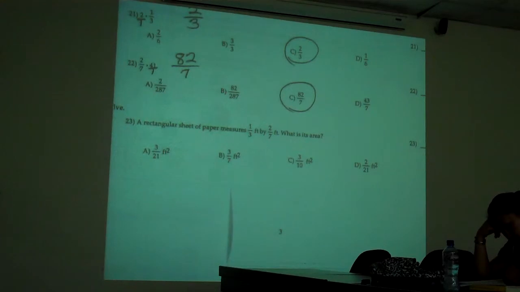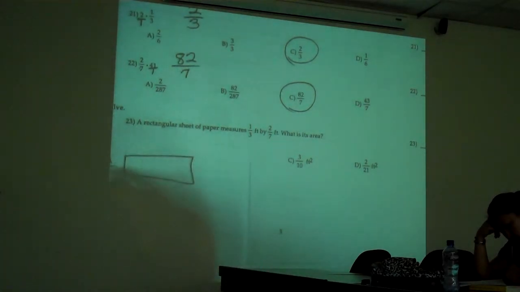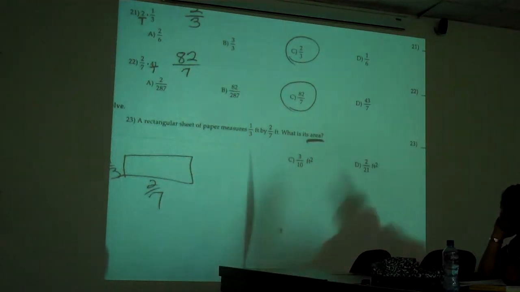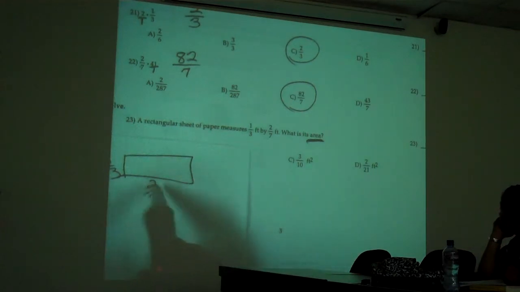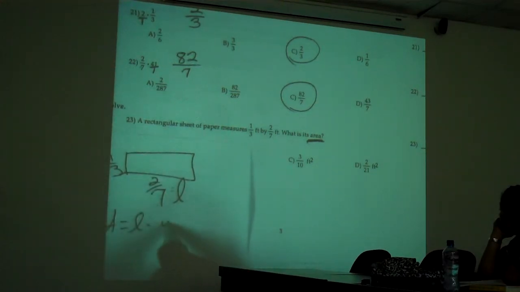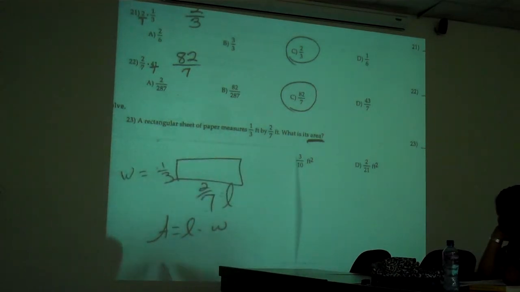Okay, a rectangular sheet of paper measures 1/3 by 2/7. What is the area? How do you find the area of a rectangle? Multiply length times width. Yeah, this is your length, this is your width. The area is length times width, and it doesn't matter if you put them in the other order. You can say 1/3 times 2/7 or 2/7 times 1/3. It's not going to matter.